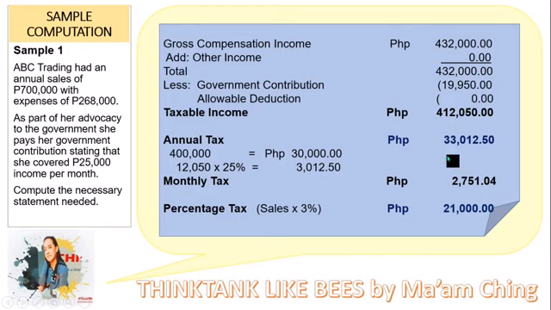So this annual computation is what we call the income tax for the sole proprietor. While the percentage tax that we need to compute is what we know as the business tax. So sales times 3%, or 700,000 times 3%, we have to pay 21,000 for the percentage tax. So, if you are asking how much will be paid to the BIR, then you are going to pay 33,012.50 and 21,000 yearly. Okay?